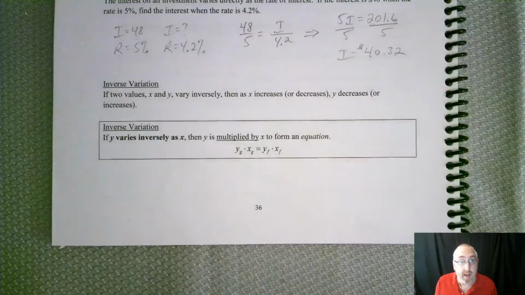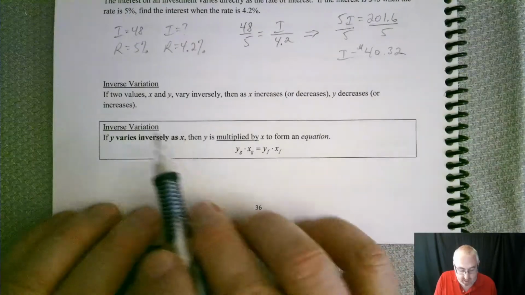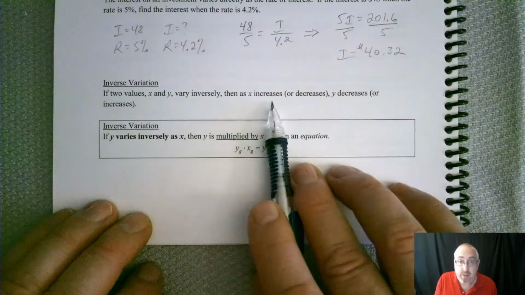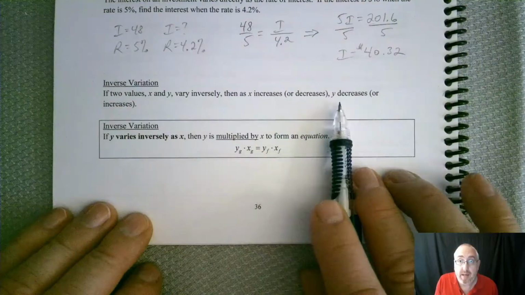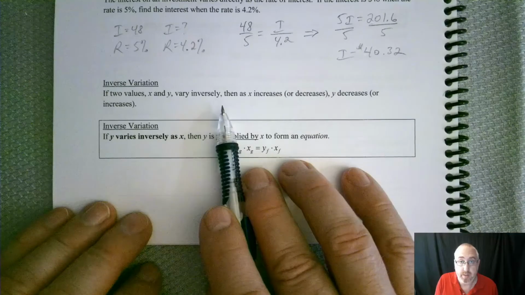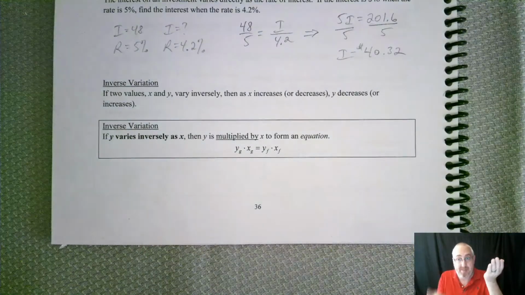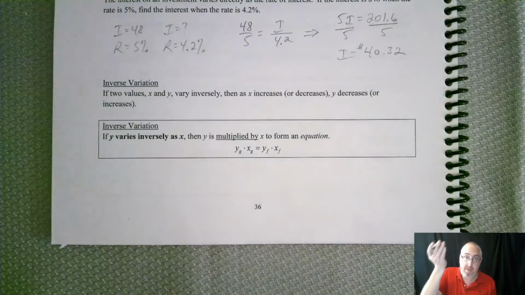Welcome back, and we're going to get into the last part of 7.3, I promise, which is inverse variation. If two values x and y vary inversely, then as x increases or decreases, y decreases or increases. So it does exactly the opposite. As one goes up, the other comes down. As one goes down, the other comes up.